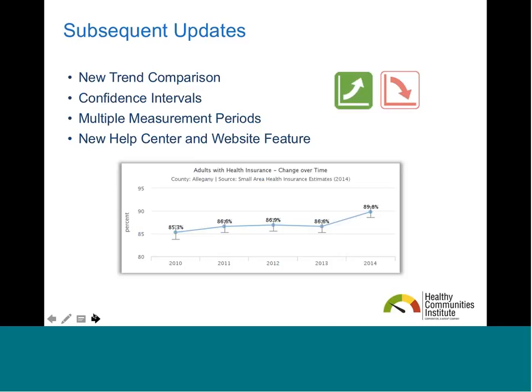Rather than just showing you a comparison to the previous value, we're actually calculating a trend, looking at somewhere between 4 and 10 previous data periods to determine whether there's a significant increase or decrease based on the 4 or more previous time periods.